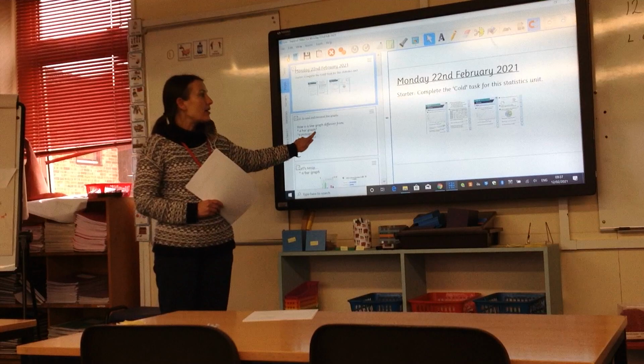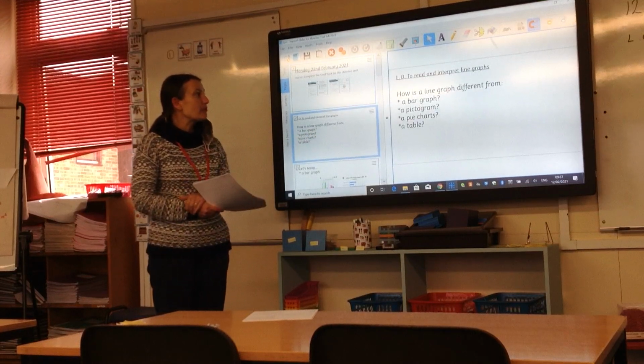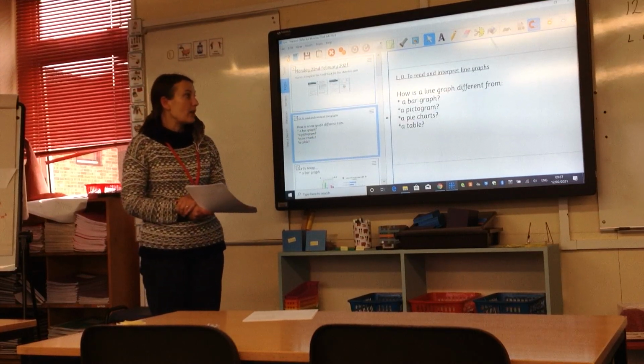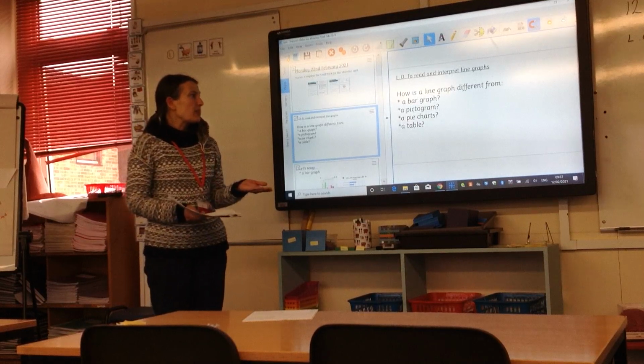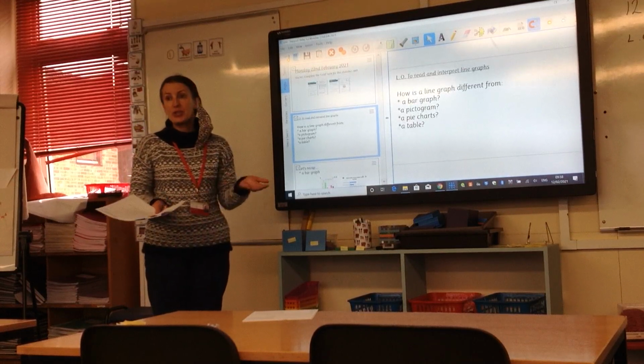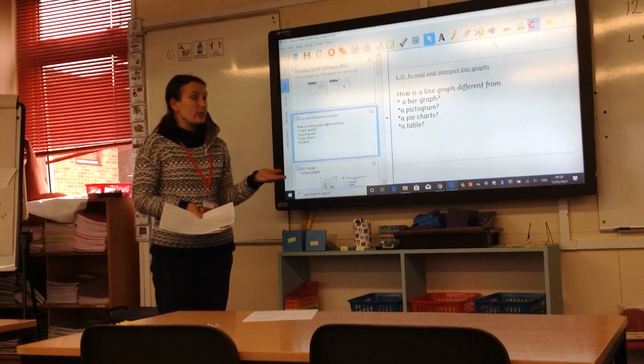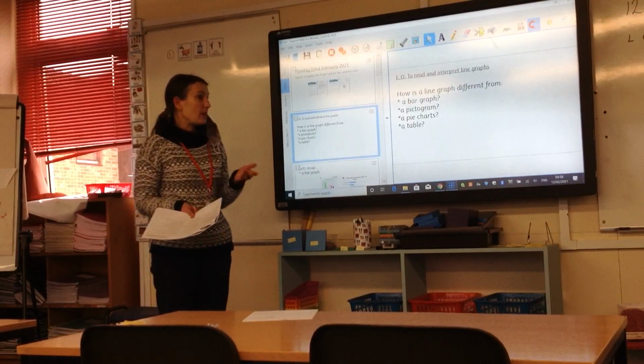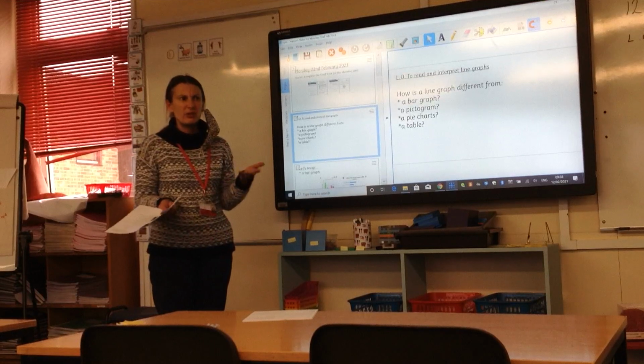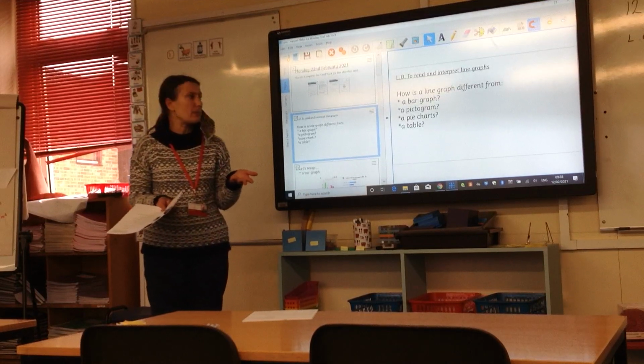Okay, so our main task today, we're looking at reading and interpreting line graphs. So first of all, we're going to have a whistle-stop tour about what different graphs are. So what is a bar graph? What is a pictogram? What is a pie chart? What's a table? Who can have any ideas about what those might be?